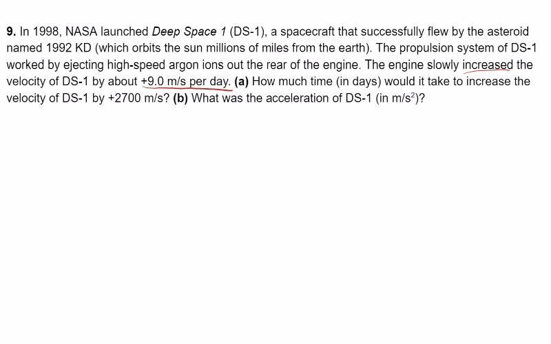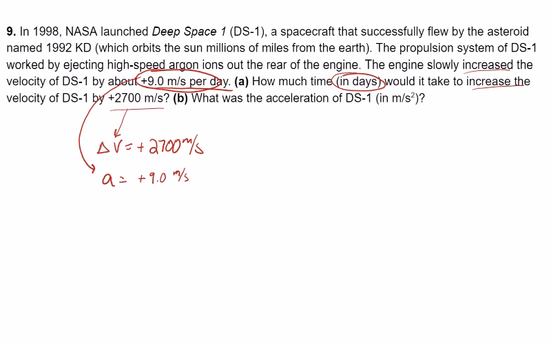All we're trying to do in part A is find how much time in days, so we actually are not going to convert, would it take to increase the velocity by 2,700 meters per second. So this quantity is the change in velocity. We want to give it a positive 2,700 meters per second. We know this quantity is our acceleration, positive 9 meters per second per day.